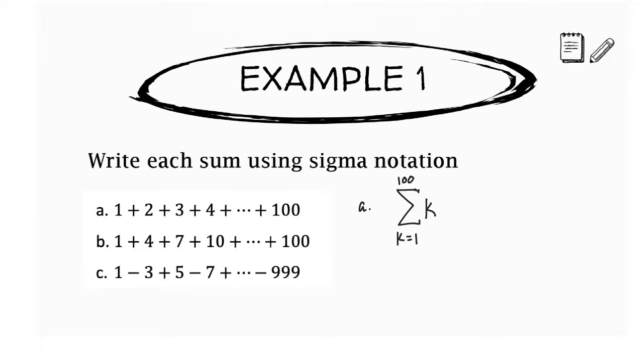The reason for this is when I plug in k equals 1, I'll get the 1. And then that lower limit will increase to 2. And I'll plug in 2, and I'll get 2. Then it'll increase to 3 and so on and so forth until I get to this upper limit. And when I plug in 100 into just that plain old k, well, then I get 100. So I've achieved the goal. I've written letter A in sigma notation. One note, I tend to use k instead of n for these in case I want to use n as the upper limit.